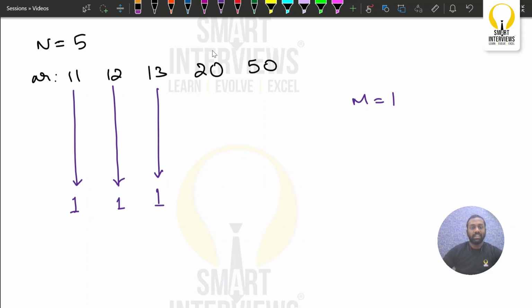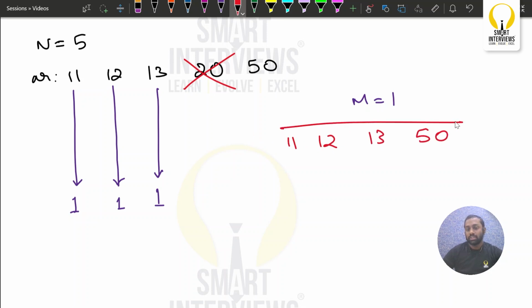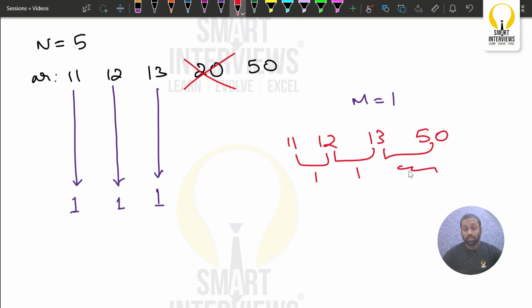And now coming to 20, if I remove 20, what will happen? Let's see. If I remove 20, the series is 11, 12, 13, 50, which is strictly increasing. Now coming to whether the difference array is smoothly increasing. Firstly, we'll take the difference, which gives 1, 1. You can leave this, why? Because 1 and 1 itself is not strictly increasing. Hence, is the difference array smoothly increasing? No. So here you will put it as 0.